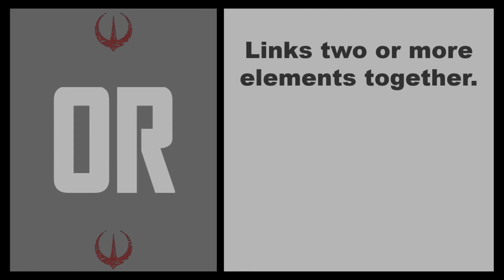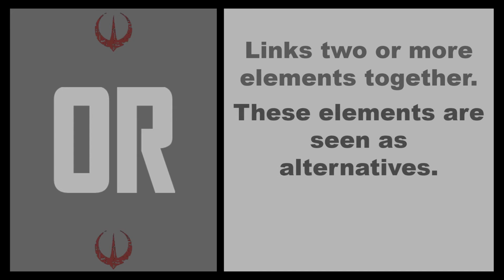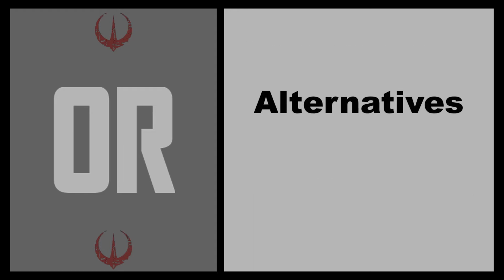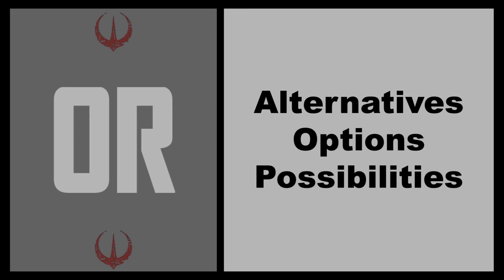The word "or" also links two or more elements together. The key difference, though, is that these elements are seen as alternatives. They are mutually exclusive, not inclusive to each other. So you'll have one or the other, but not both. And we often use this when we're framing alternatives, options, and possibilities.